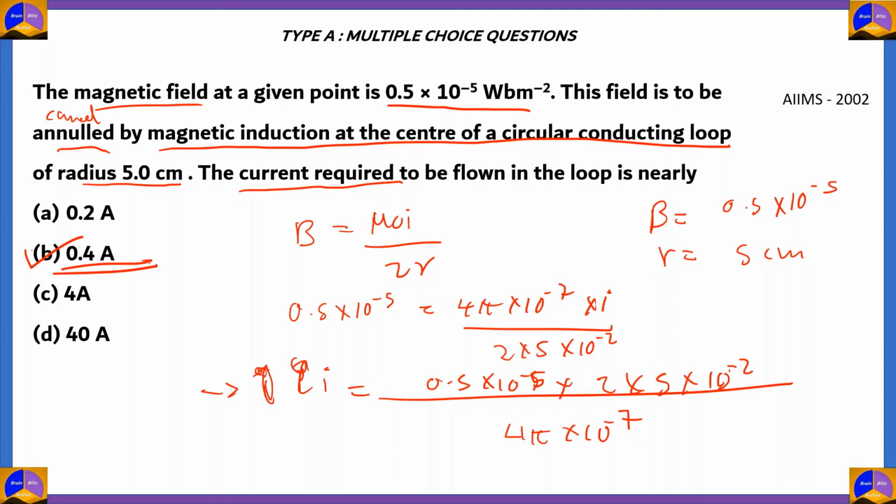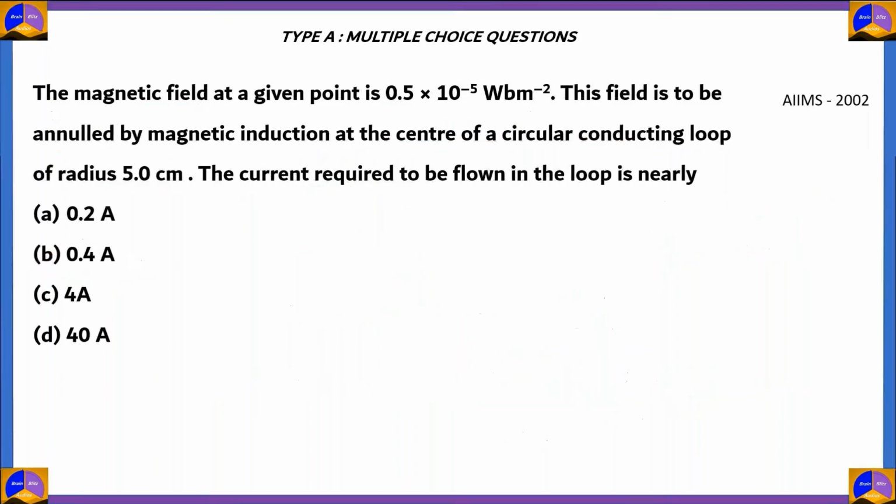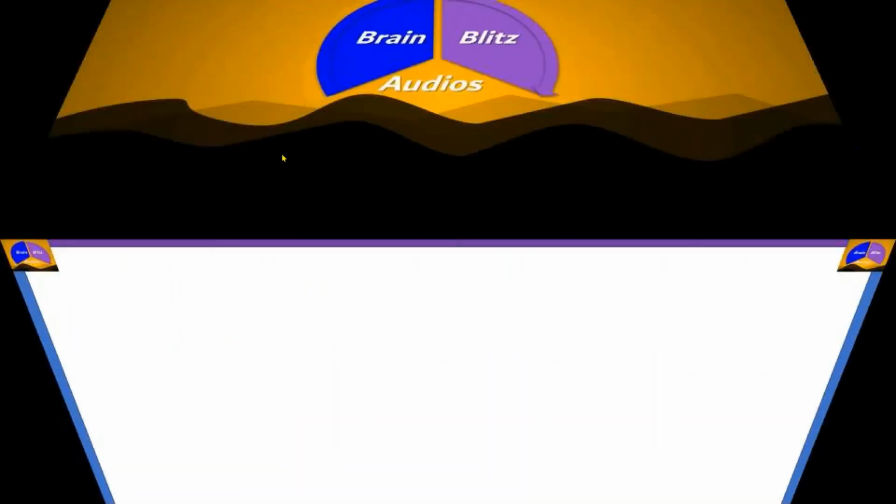Again, the formula to be used here is the formula for the magnetic field at the center of a current carrying loop, circular loop. And the reason why is because we have to make that magnetic field 0. So we have a given magnetic field. So the magnetic field that should be induced must be equal and opposite. And so we need to find out the current required for that. And that's how you solve this question pretty easily.